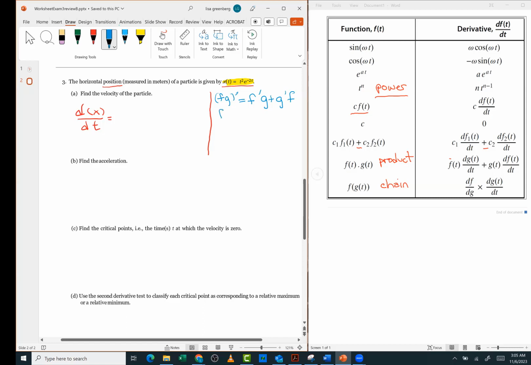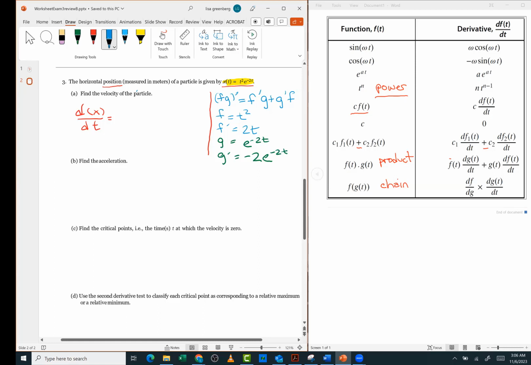First thing I need to do is say f equals t squared. F prime is equal to 2t. G is equal to e to the minus 2t. G prime is equal to minus 2e to the minus 2t. I'm using my derivative rules from the right-hand side. Now I can put it all back here.